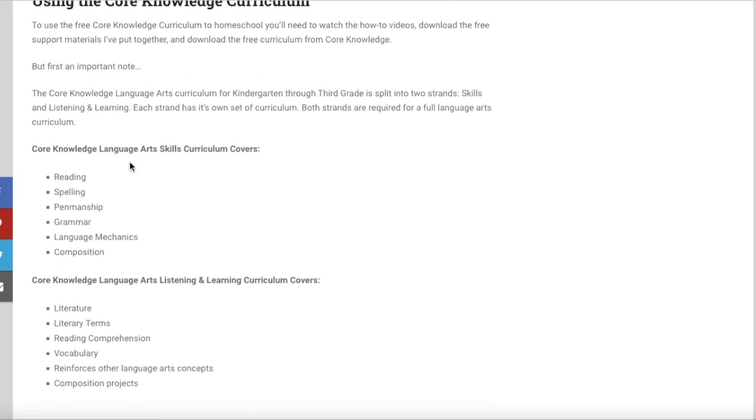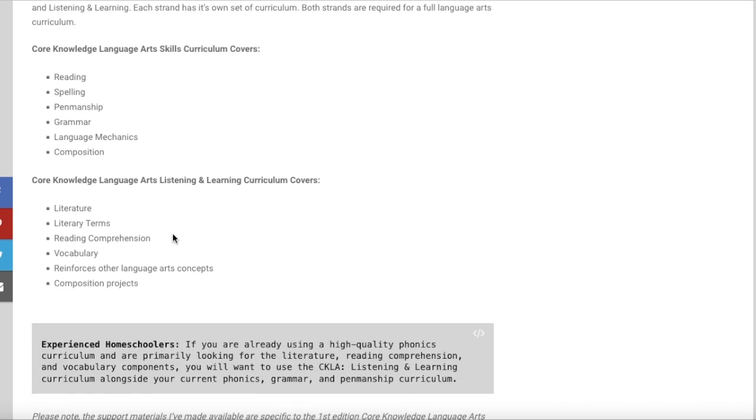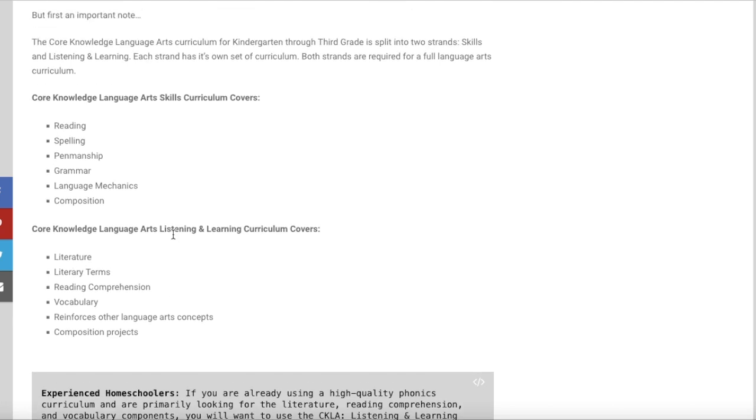So Core Knowledge has 2 different areas: language arts skills and listening and learning. As you can see, skills is reading, spelling, penmanship, grammar, composition. Listening and learning is literature, literary terms, vocabulary, those types of things. So when I use Core Knowledge Language Arts, at least for 3rd grade, I only use the listening and learning strands. And I actually find this really helpful because if you already have a phonics-based program, you don't really need the skills section.